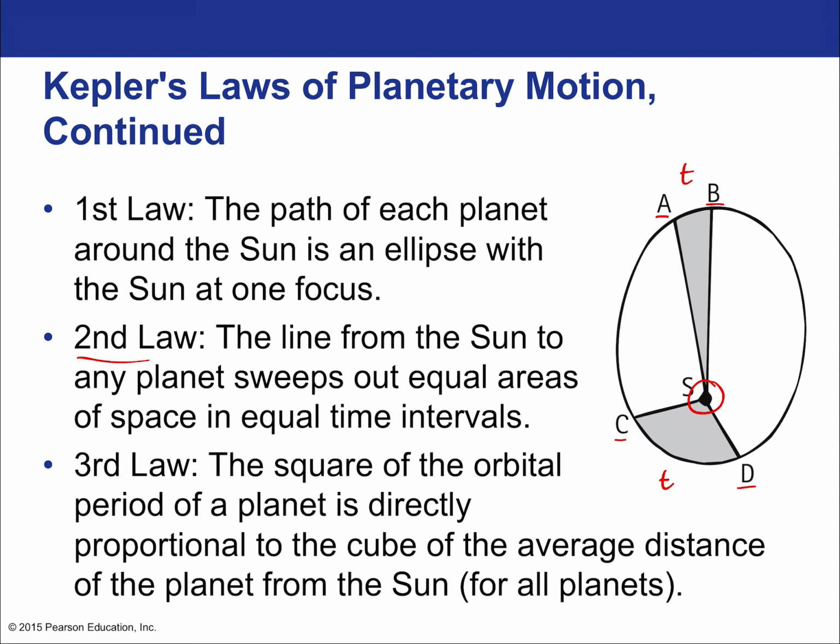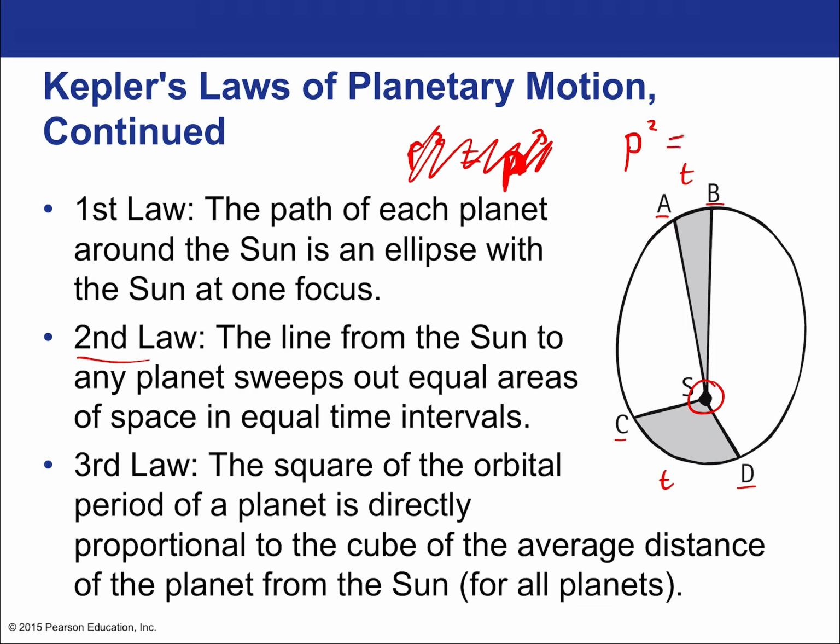And finally, Kepler's third law says that the square of the orbital period of a planet is directly proportional to the cube of the average distance of the planet from the sun for all planets. So all that's saying is that the radius, a rough approximation for an ellipse, cubed is proportional, or equal if you use the right units, to the period, P for period, squared. Sorry, I miswrote it. So it's P squared, because it's the square of the orbital period, that is proportional to the distance cubed.